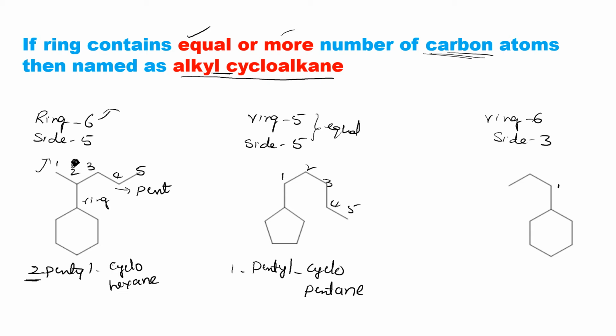Here in the side chain, this is the numbering 1, 2, 3. At the first position, the cyclohexyl ring was attached. And the name of this compound is 1-propyl cyclohexane. That's the name of this compound. 1-propyl cyclohexane. Now, the next one.